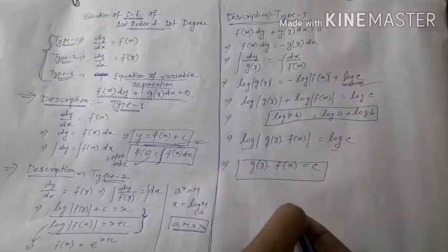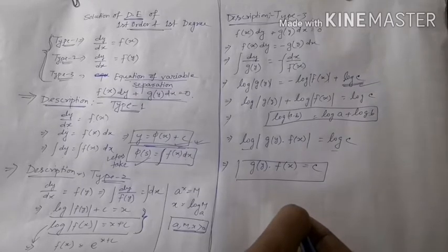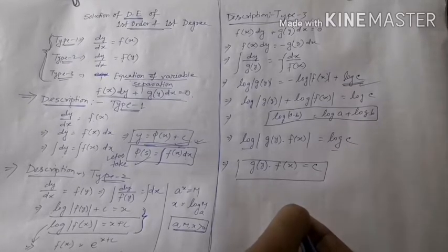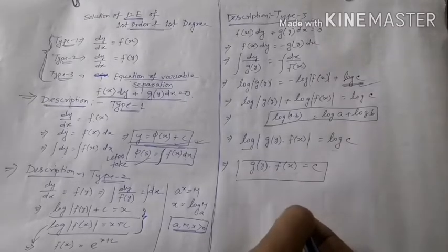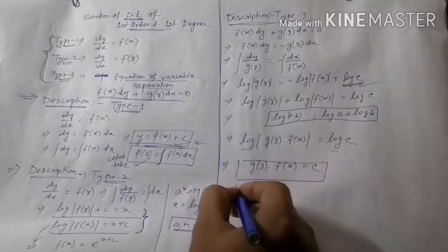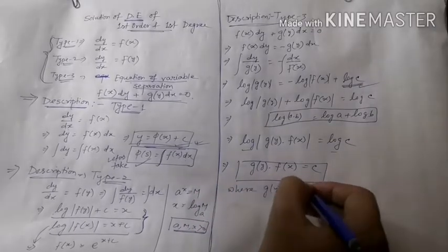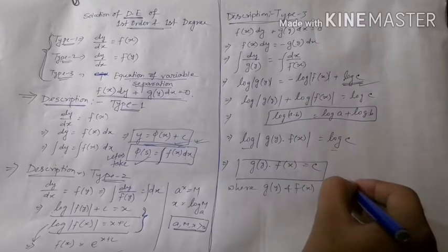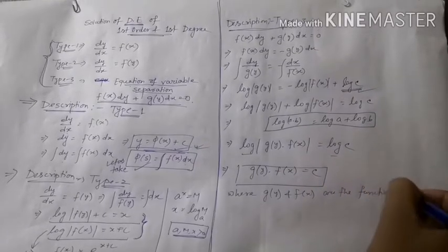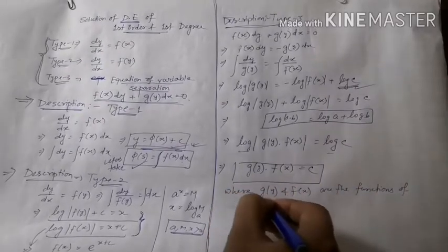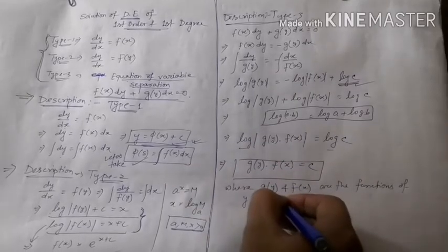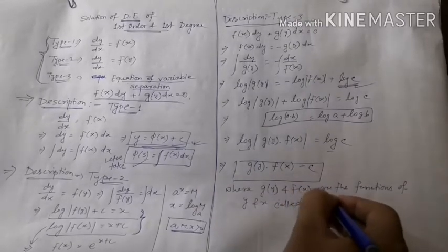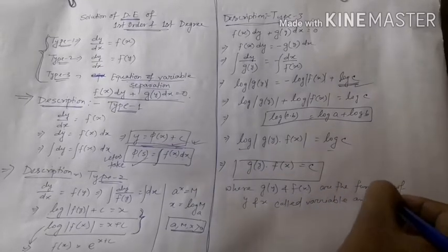In that case, one thing is mentioned here: where g of y and f of x are respectively functions of y and x, the equation is called a variable separable type equation.